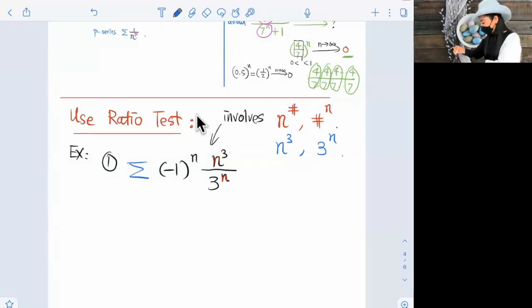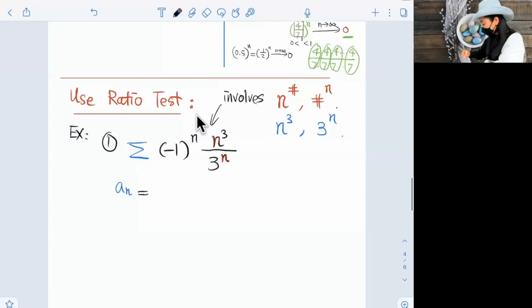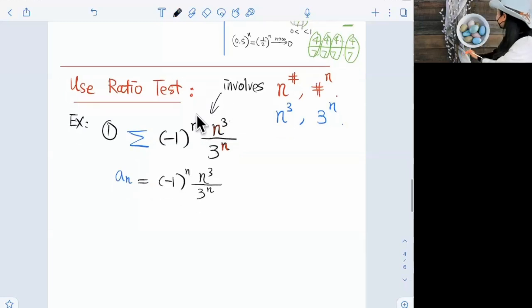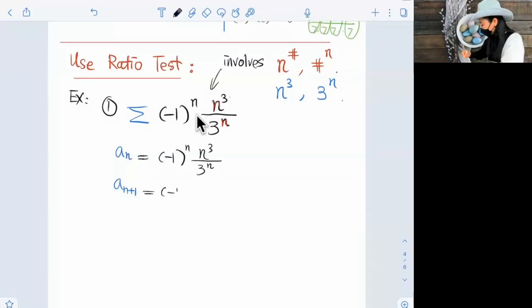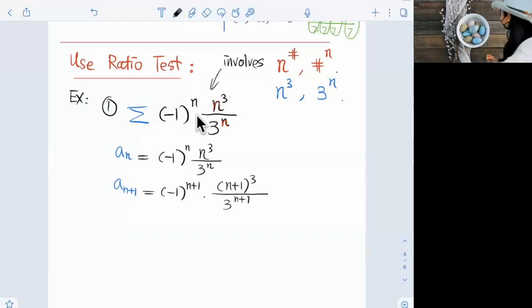All right. So we're going to let an be what? Yes, that's an. So what's an plus 1? To the n plus 1 power. Right, you got it. Basically, every time you see n, you replace it by n plus 1. So you got this. Okay, so the ratio test.